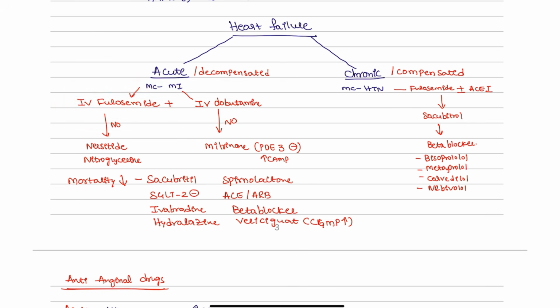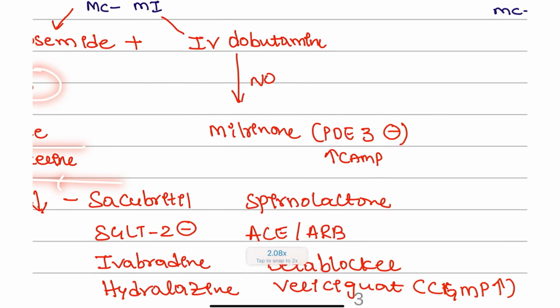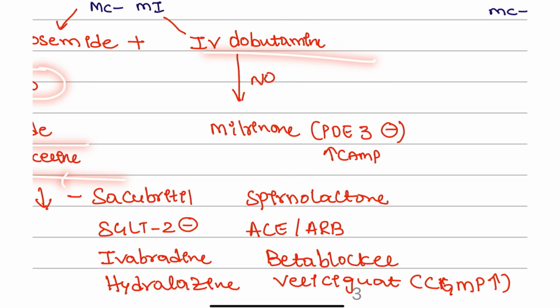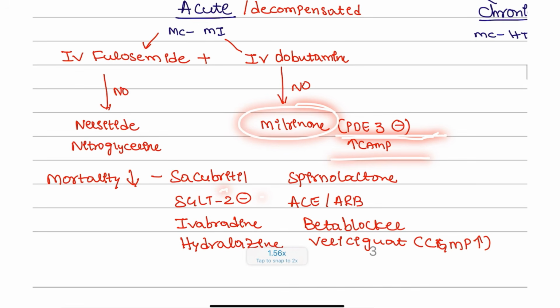Why? Because furosemide decreases the pulmonary edema, and with IV dobutamine we increase the inotropic effect. If they are not working, then we can go for nesiritide and nitroglycerin. And if IV dobutamine is not working, then we can go for milrinone, which blocks phosphodiesterase enzyme 3, and further it will increase the cAMP activity in the heart.